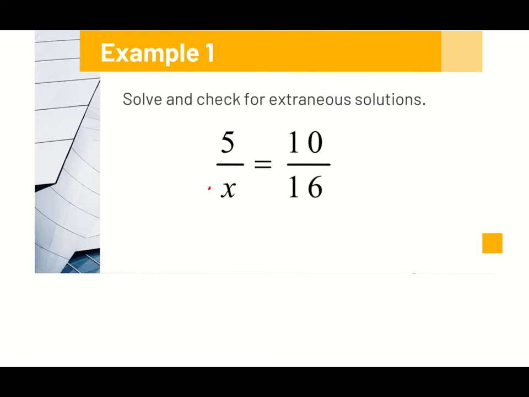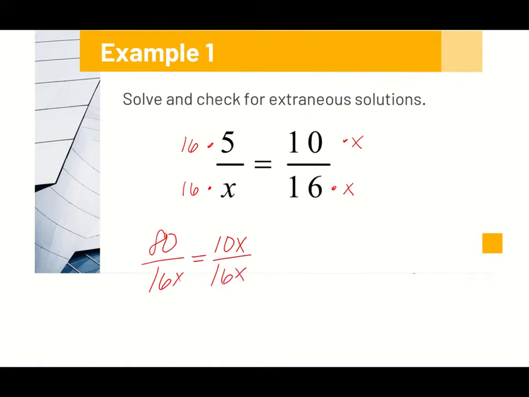So that would mean I would multiply this by 16 and this by 16, and then I would have to multiply this by x and this by x. So what you can see is happening is I cross multiplied essentially 16 times 5 and 10 times x. That's what I did here. So if I do 16 times 5, I get 80 over 16x, and that's going to be equal to 10x over 16x.